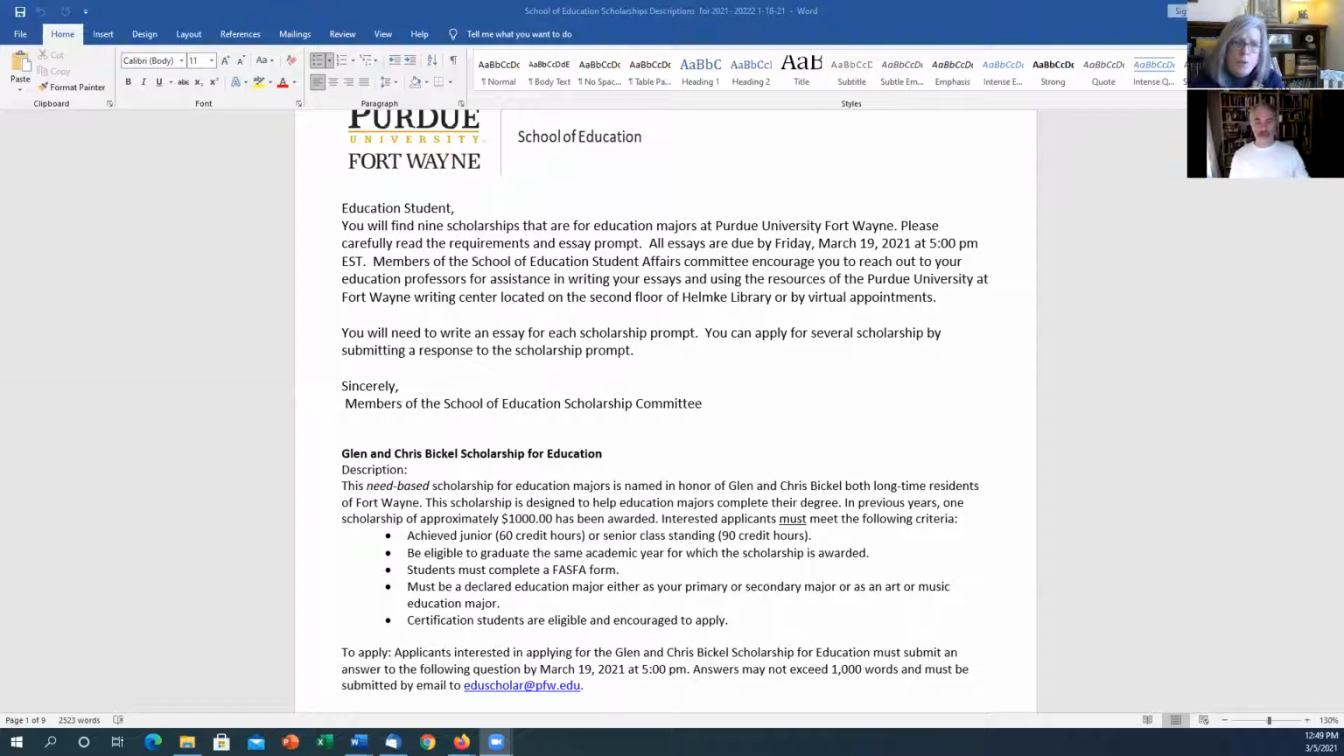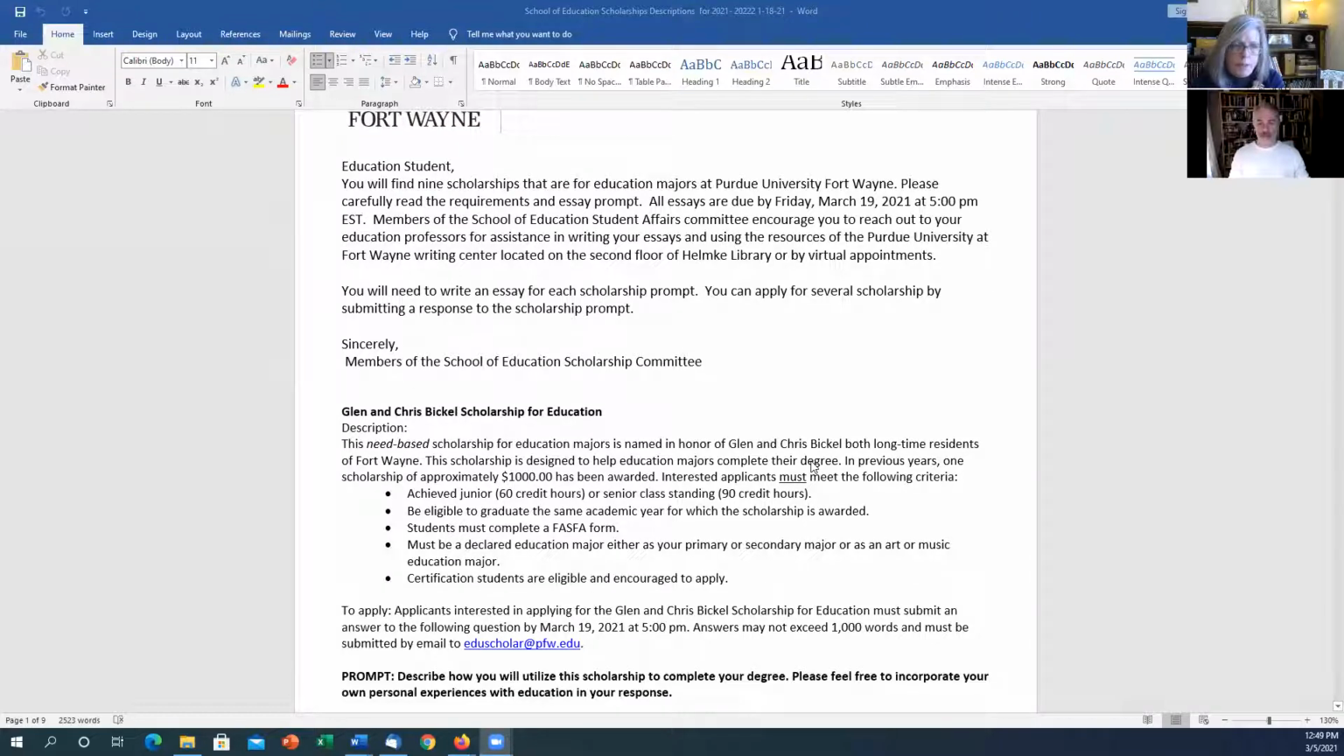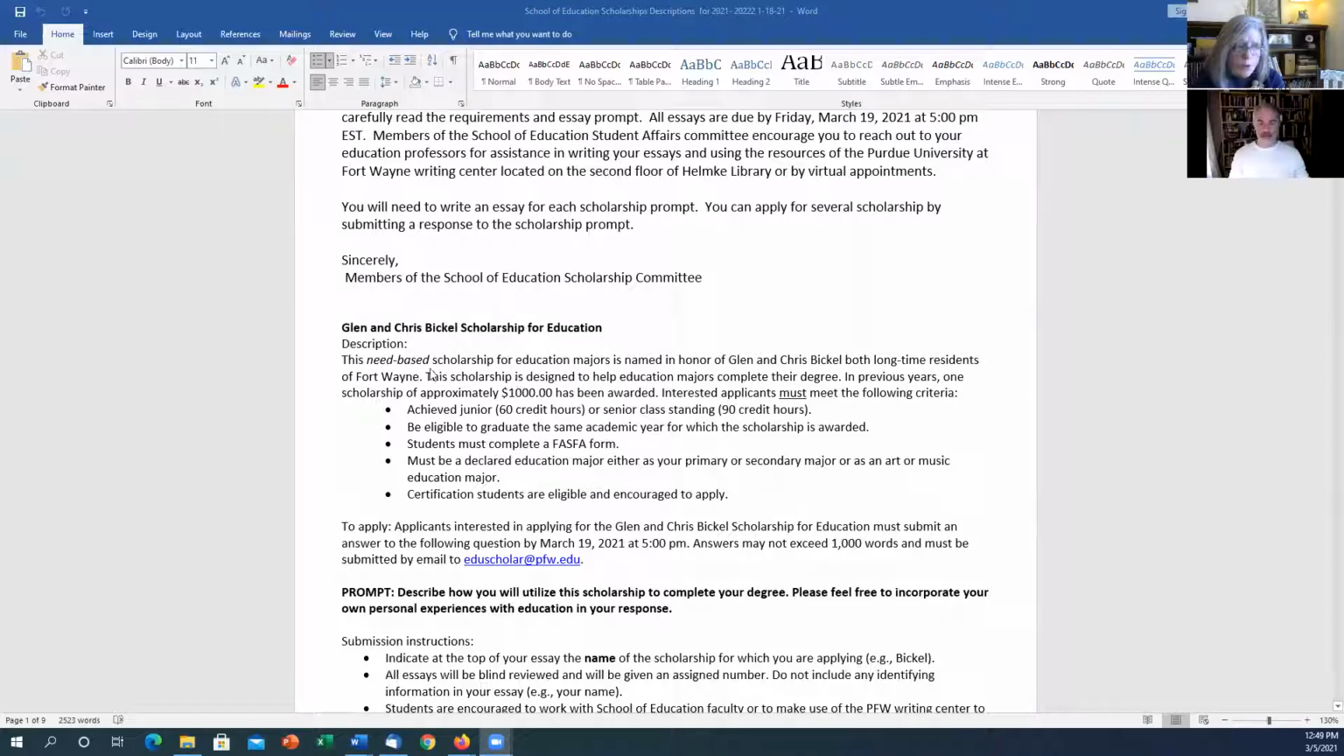Great. So I'm just going to do some summary comments here. We have 9 scholarships. Again, each scholarship description follows a similar format, so please make sure that you're looking at the kinds of things that are on here. In particular, these bullet points are important for you to pay attention to. If you're a certification only student, this is a good scholarship for you to apply to. And then some scholarships require a FAFSA form and others will not. So again, take a look at which ones require that or not.